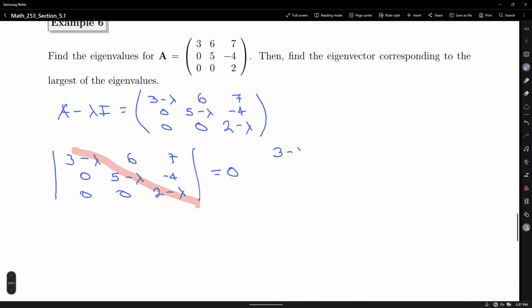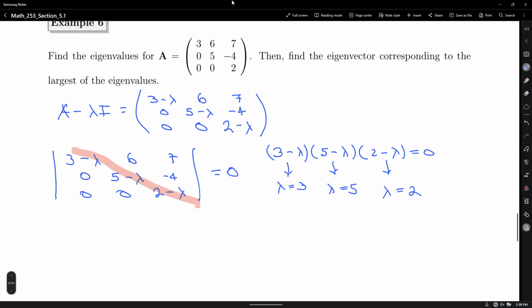So that'll be 3 minus lambda times 5 minus lambda times 2 minus lambda, set equal to 0. This is already factored for us, which is great. So we got the eigenvalues very easily: lambda equals 3, lambda equals 5, and lambda equals 2. So whenever we get triangular matrices, especially if they are 3 by 3 or bigger, those are our best friends, if our purpose is to get the eigenvalues, of course. All right?